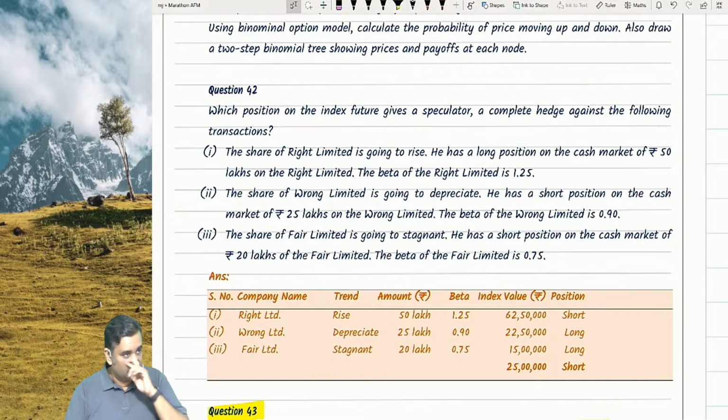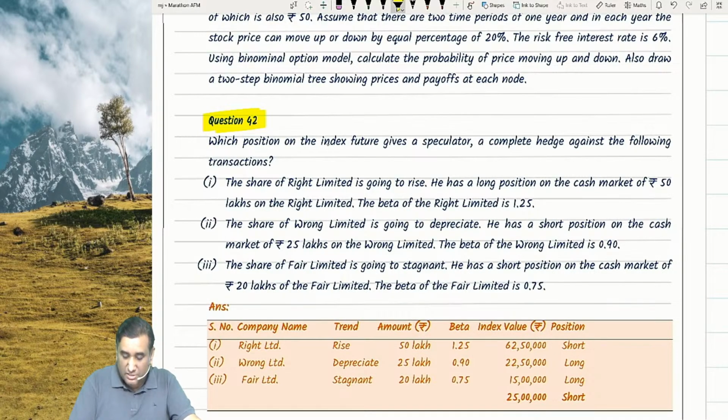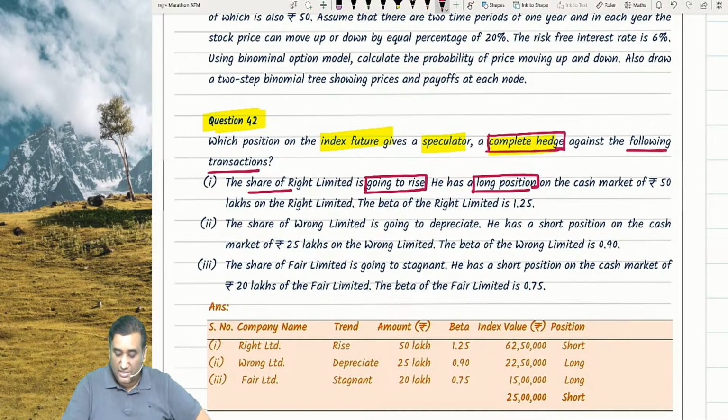Question number 42. Which position on the index gives a speculator a complete hedge? Hedge means you desire to protect against the following transaction. Share of Wright Limited is priced at... Wright Limited has a long position, S plus, in cash market of rupees 50 lakhs. Beta of Wright Limited is 1.2.